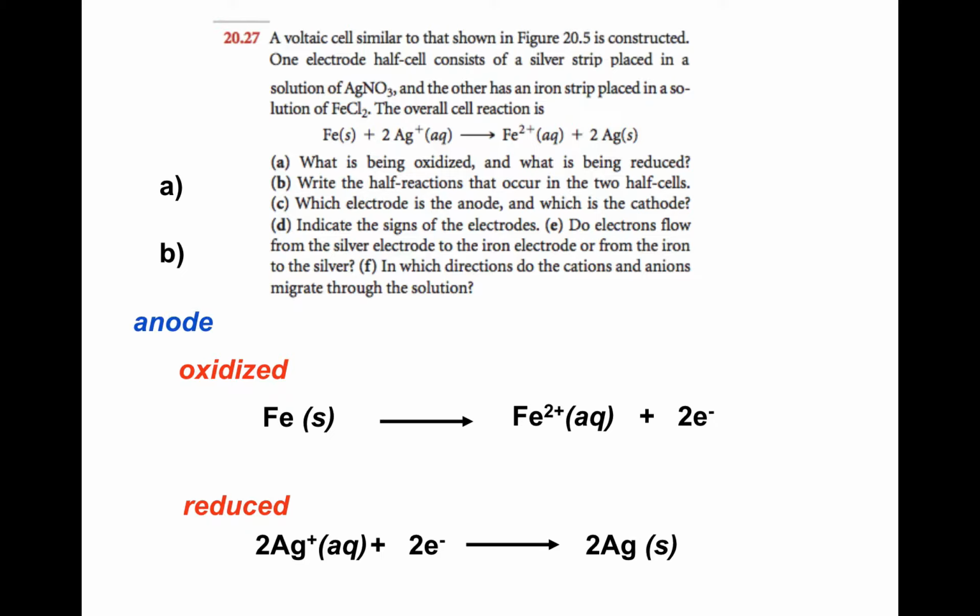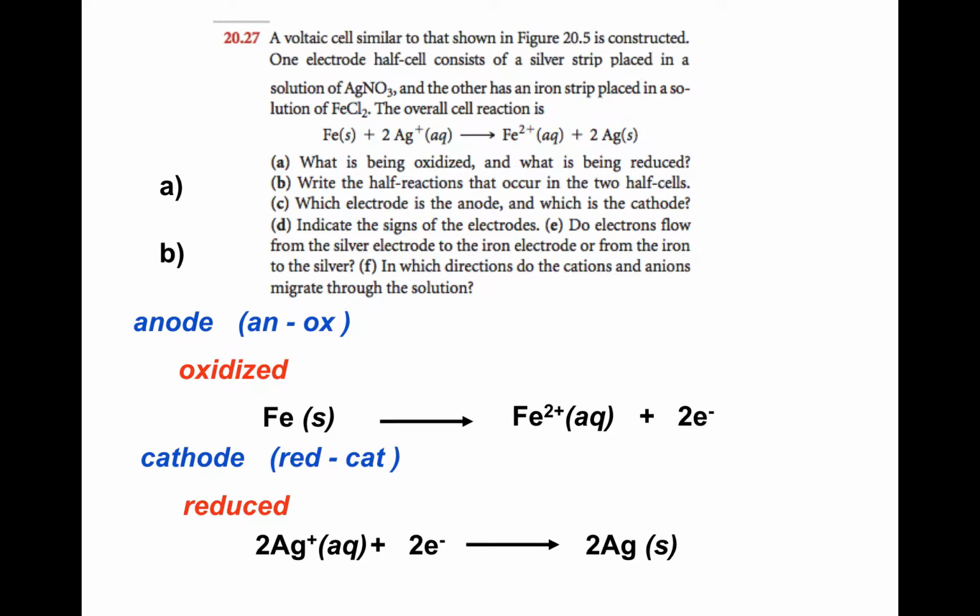That means that iron is at the anode. All right, that's where oxidation occurs, an ox. And reduction is occurring at the cathode, red cat. Okay, so write the half reactions that occur at the two half cells. Well, here they are, right? So we've got iron losing 2 moles of electrons and 2 moles of silver ion gaining 2 moles of electrons.